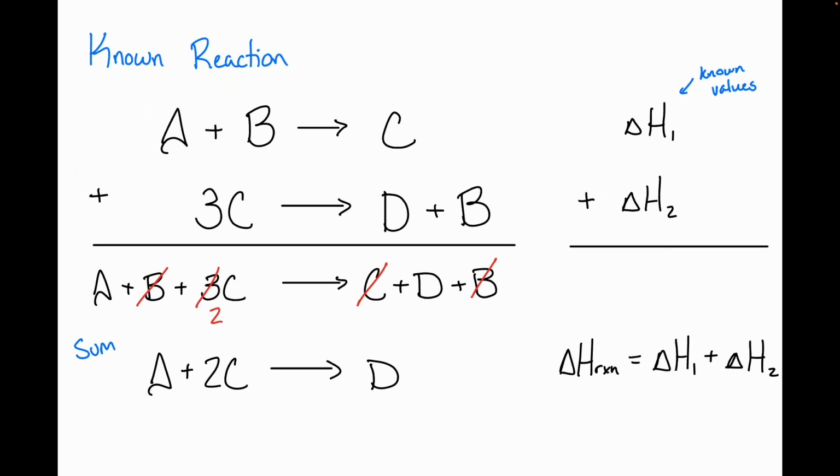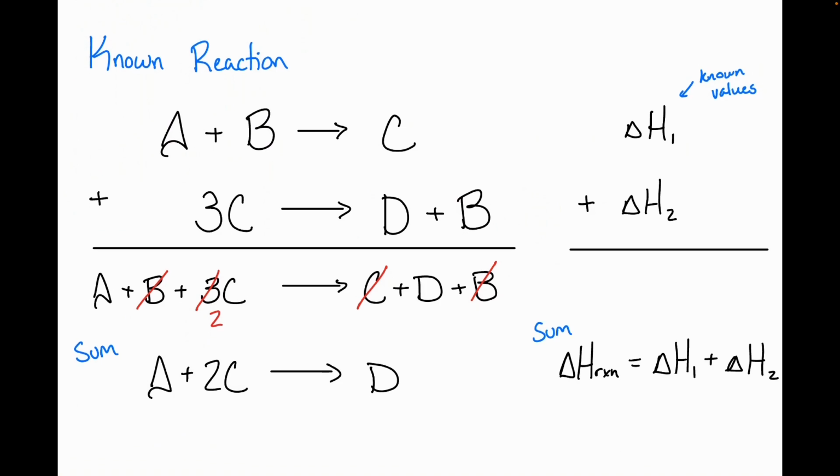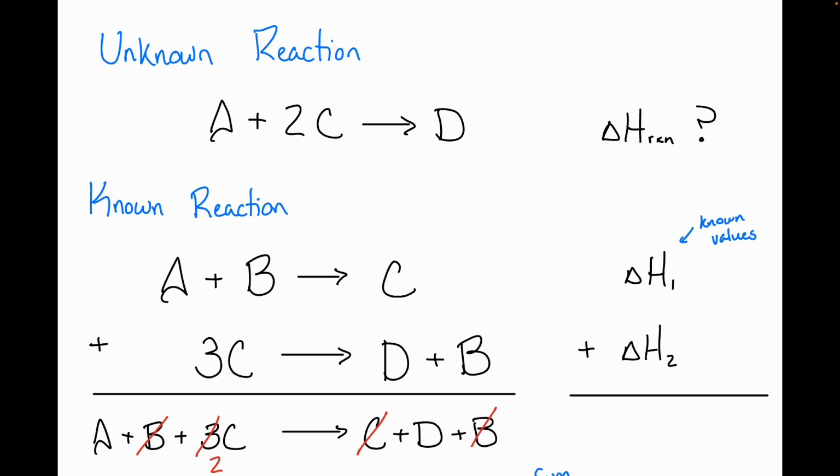Okay, so when we sum these known reactions together, we can just sum their enthalpies to get the energy change, the amount of heat that's absorbed or released by that overall reaction. All right, so let's continue with these simplified versions here, and then we'll complicate it with a real example.